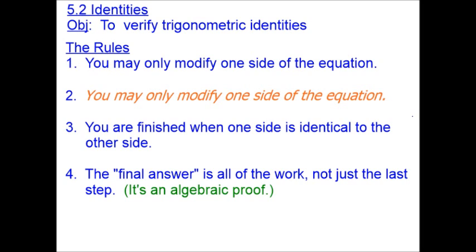Alright, number three, you're finished when one side is identical to the other side. Again, don't leave it as 1 plus 1 equals 2. You have to simplify it down to 2 equals 2. And then, of course, the final answer is all the work, not just the last step, because it is a proof of sorts. Okay, let's give one or two a shot.